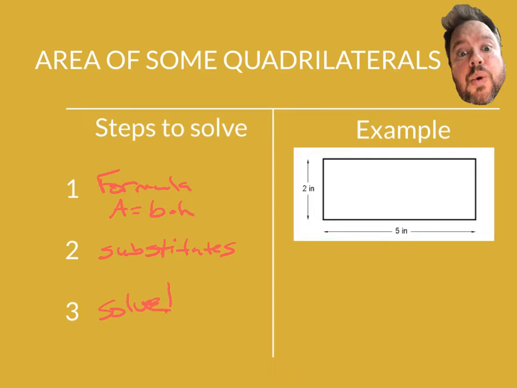So using the example, first we need to write down the formula. Area equals base times height. Now we're going to substitute, so there's nothing to solve for area because we don't know it yet. So area is base, it's going to be 5 times height, which is going to be 2. So area is going to be 5 times 2, which is 10 inches squared.